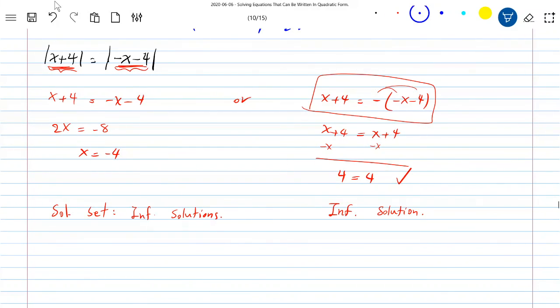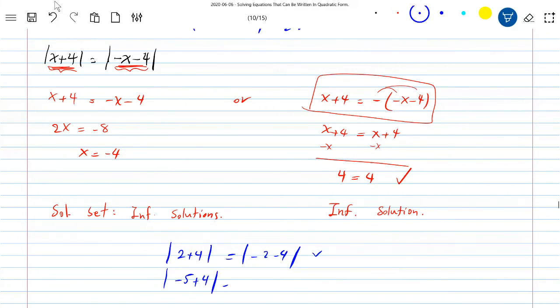But let me show you that if you try something like 2, just pick a number, since there are infinite solutions, what do you get? Is 2 plus 4 equal to negative 2 minus 4? Yes, absolutely. 2 plus 4 is 6. Right hand side would be absolute value of negative 6. This is true.